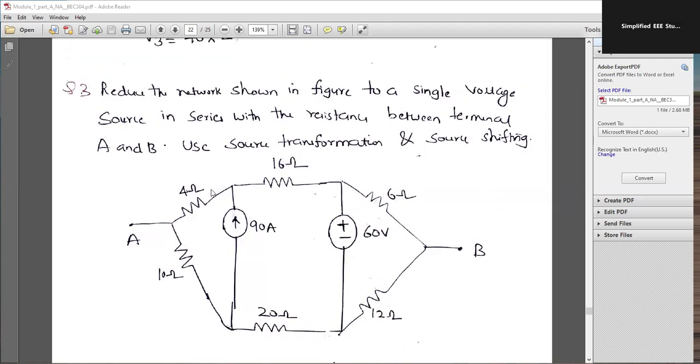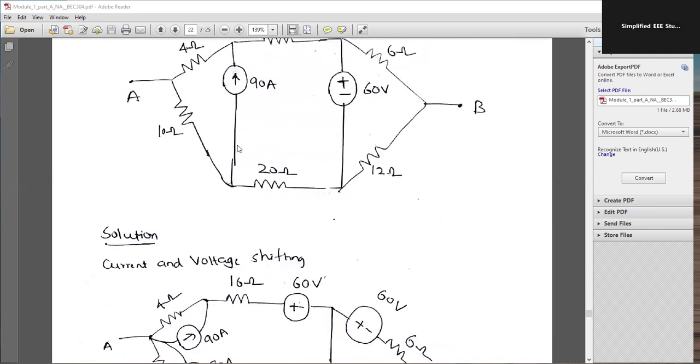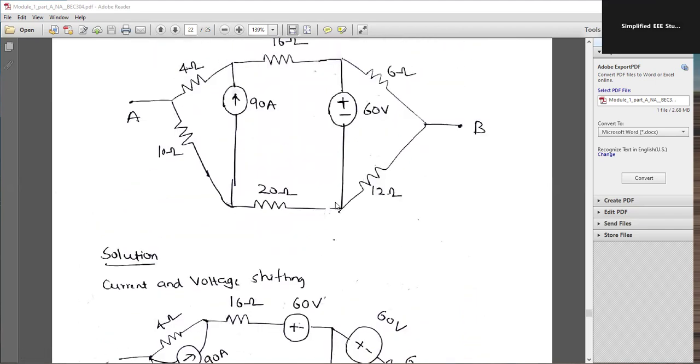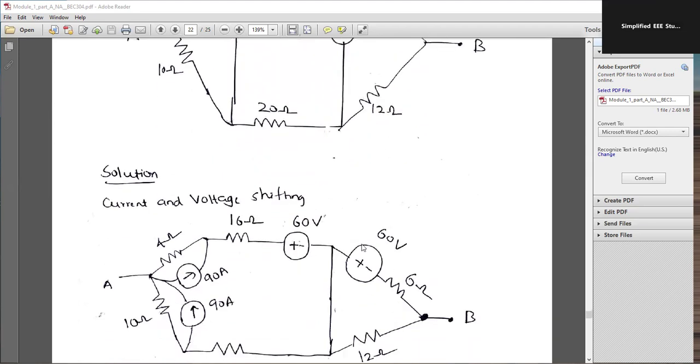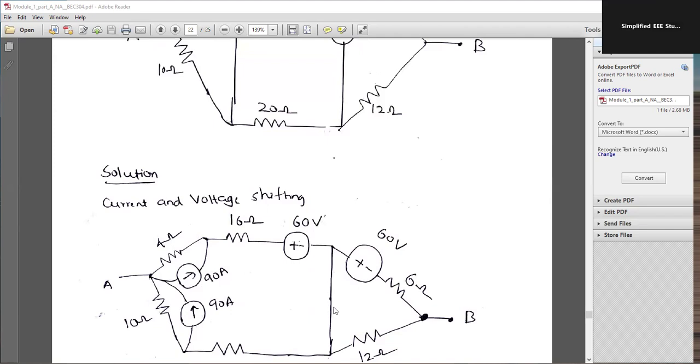As we discussed in the earlier problem, in the same manner I am going to apply it. 90 ampere I am going to shift to the particular branches. Then 60 volt also I am planning to shift to the branches. So here 90 ampere I am going to shift in this fashion. 90 ampere parallel to 4 ohm. Same way 90 ampere parallel to 10 ohm. I think you understood. Here the 60 volt I am going to shift to another branch. In place of that, I'll be keeping this line as a short circuit.